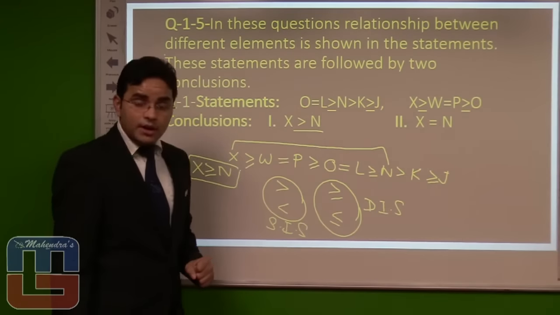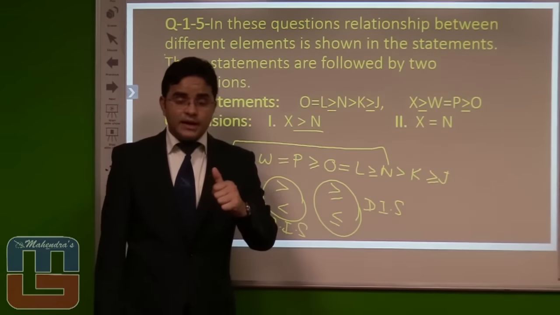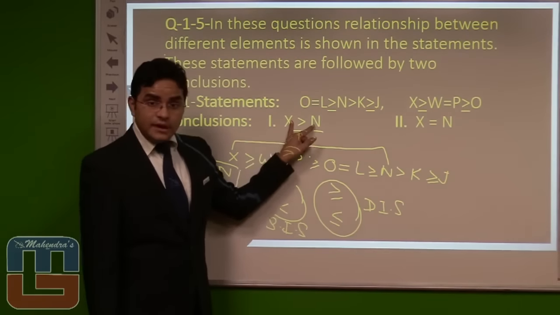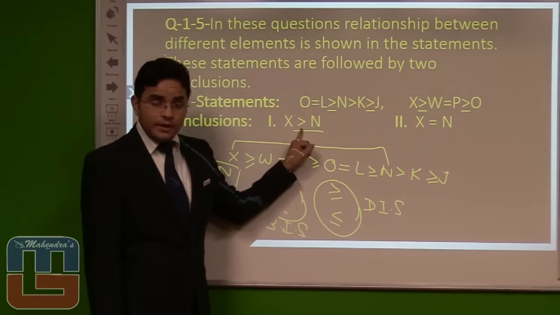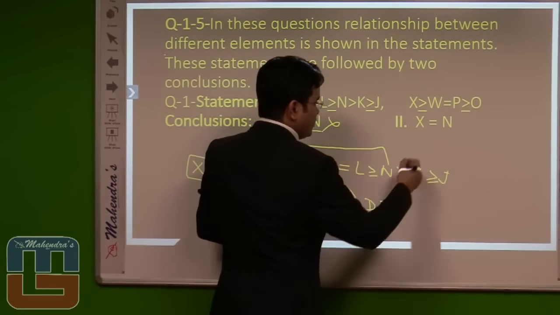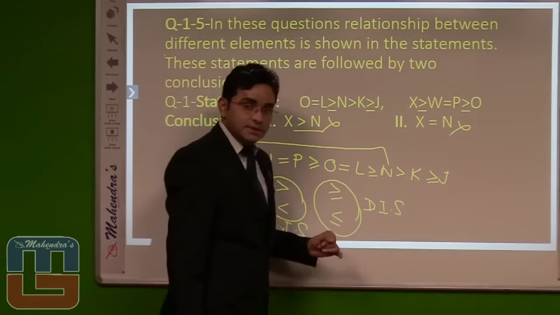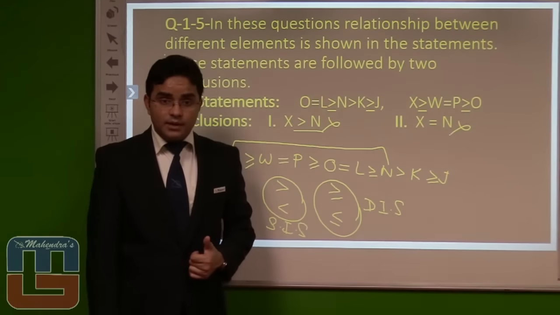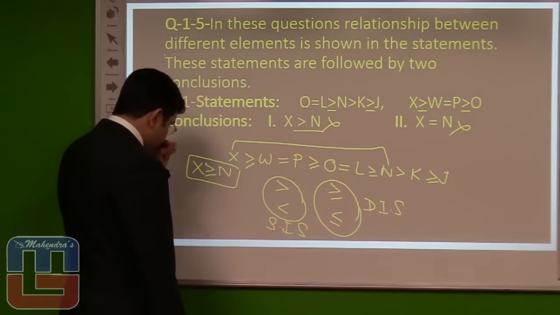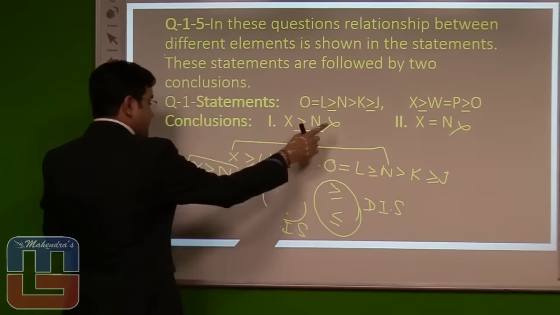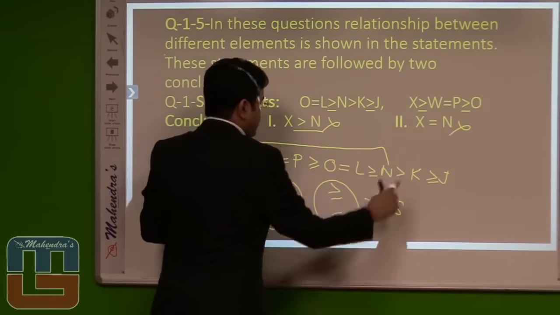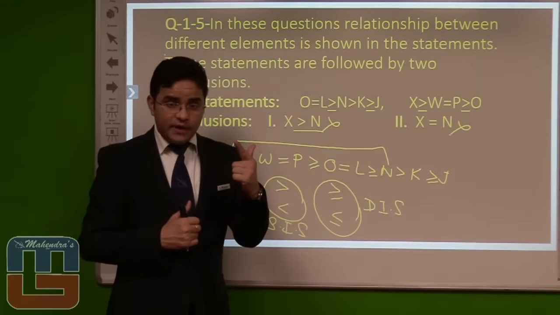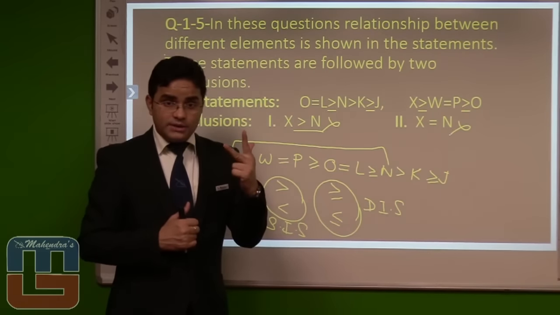Okay, your conclusion should be what? X greater than or equal to n. But here you can check between x and n there is only a single symbol. It means this conclusion individually does not follow, and this one also does not follow, because the conclusion should have a double symbol between them. Okay, so here there should be a double, but the double is not given, only single and single.